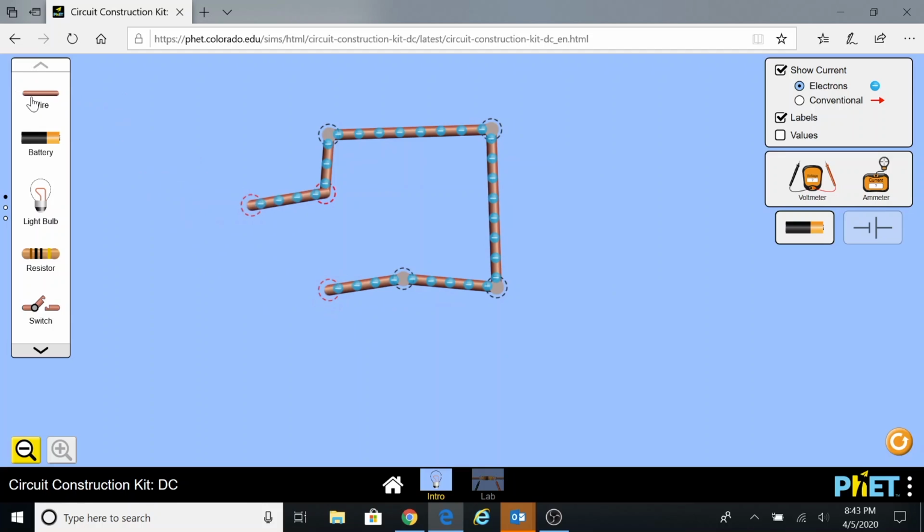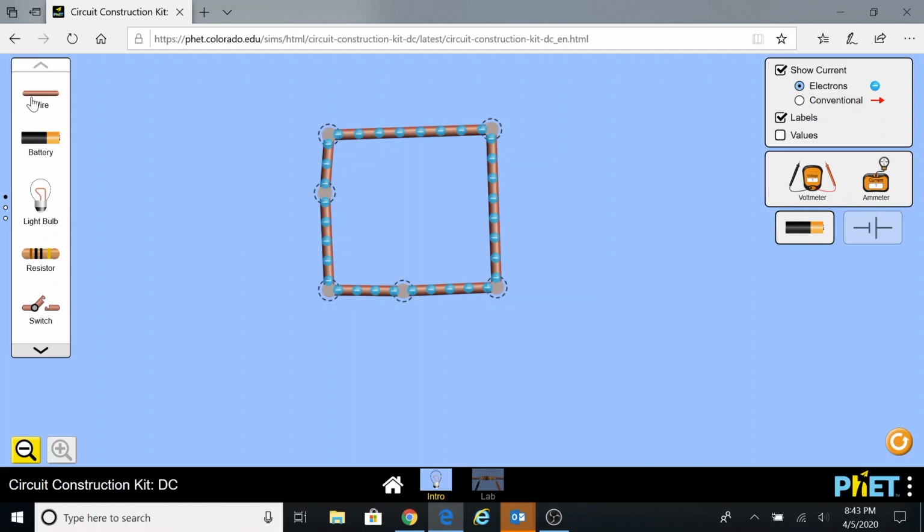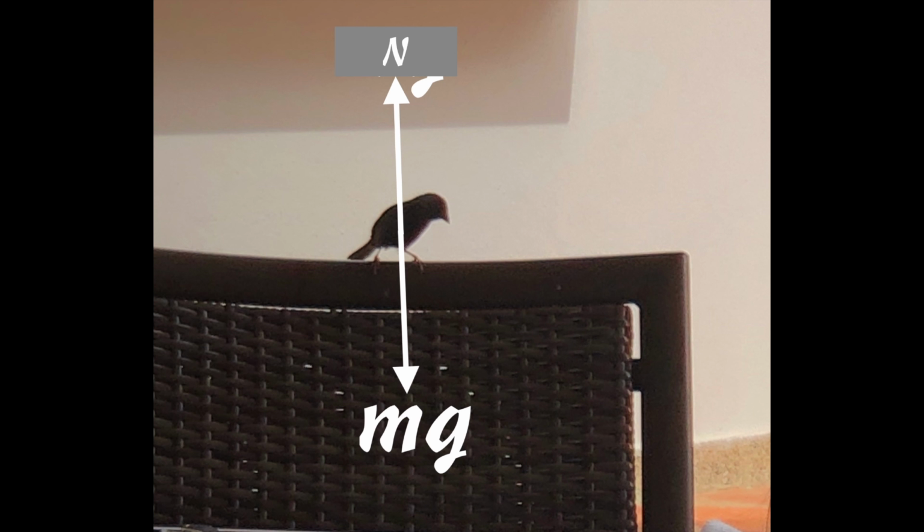So, we have built a circuit here. We have wires. They are connected together. The wires have atoms. Atoms have electrons. And the electrons could be moving, but they're not. Why are the electrons not moving? The electrons are not moving because there's nothing pushing them. This is the idea of inertia.